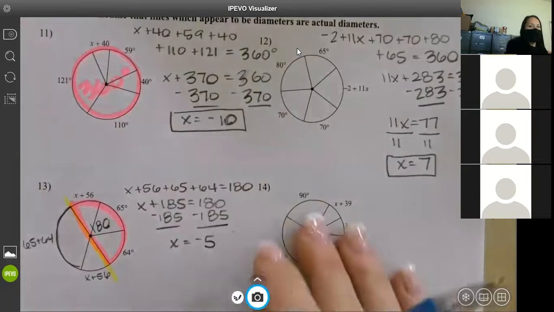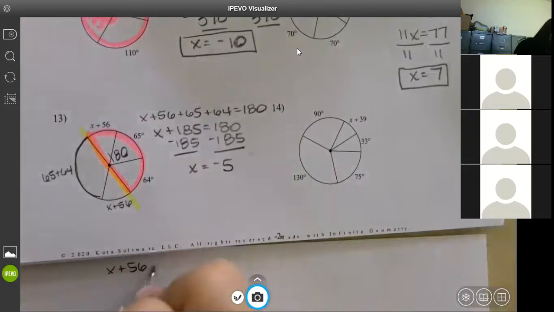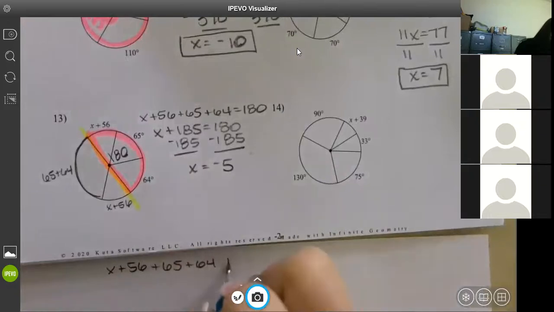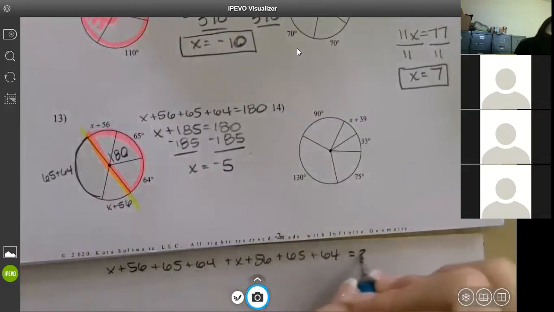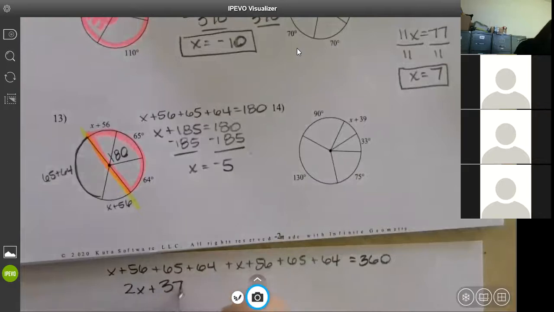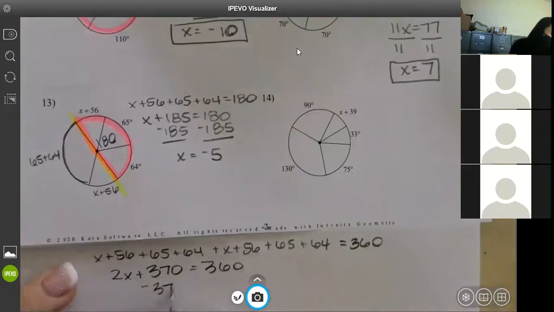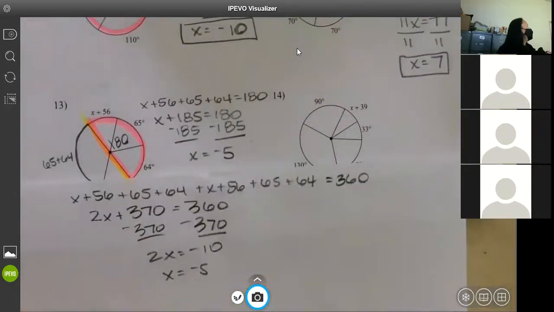If I do it the other way, like you guys said, I'll just show you. I'm going to write it up here. x plus 56 plus 65 plus 64 plus x plus 56 plus 65 plus 64. So do it twice. Gives us 360. We're going to add it up. We get 2x plus 370 equals 360. We subtract our 370. We get 2x equals -10. Divide by 2. And x equals -5. Did we get the same answer?